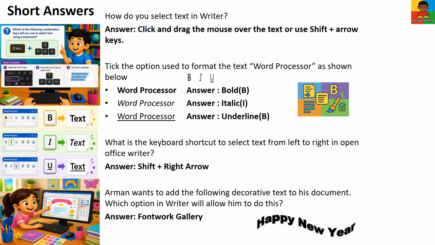Tick the option used to format the text Word Processor as shown below. Word Processor. Answer is bold. B. Word Processor. Answer is Italic. I. Word Processor. Answer is Underline U. What is the keyboard shortcut to select text from left to right? Answer. Shift plus right arrow. Which option in Writer allows you to add decorative text? Answer. Fontwork Gallery.